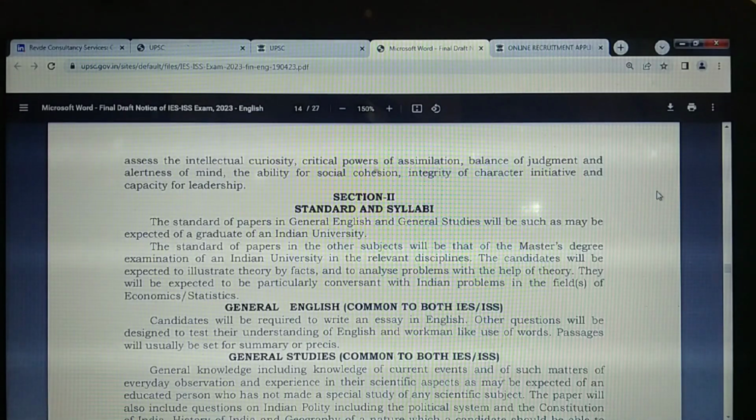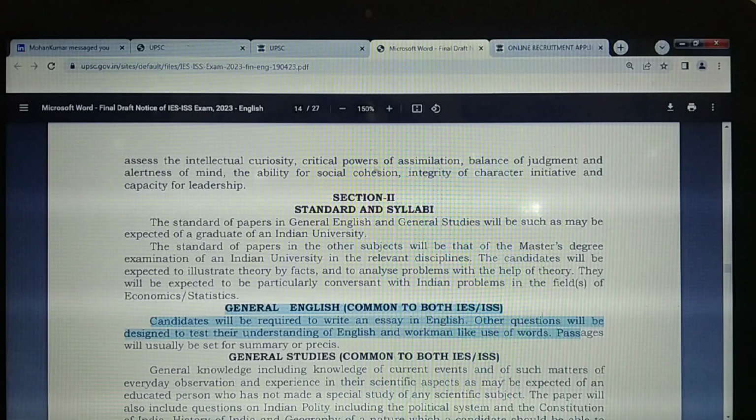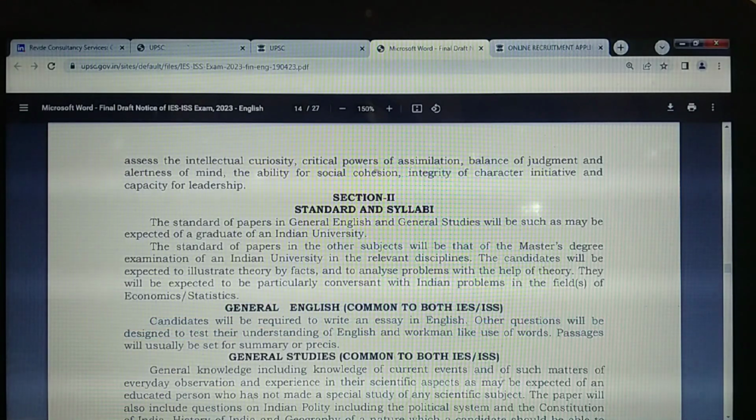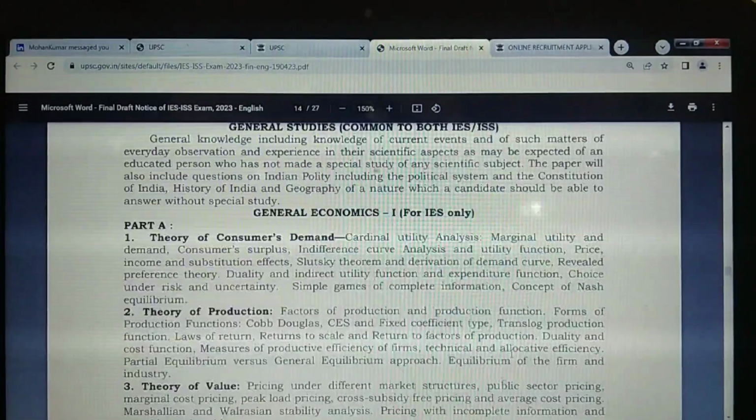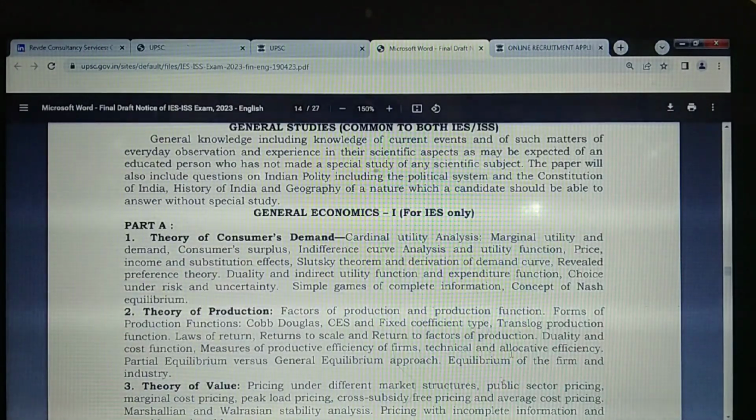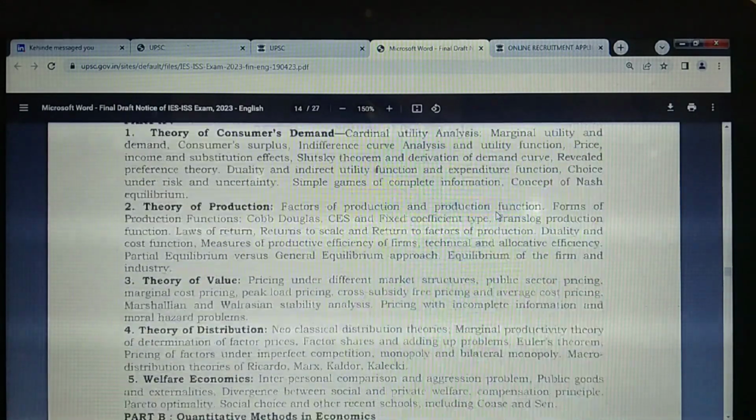Here is the syllabus. Please note the syllabus for the Indian Economic Service and Indian Statistical Service. General English and general studies are common papers for both IES and ISS. The general economics papers are for IES only, starting with theory of consumer demand. You can see the general economics paper first, and the general syllabus is here.